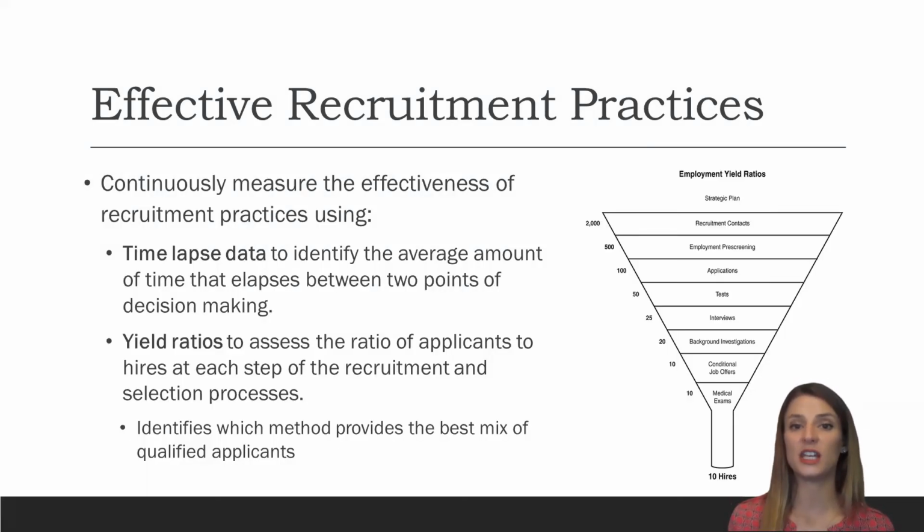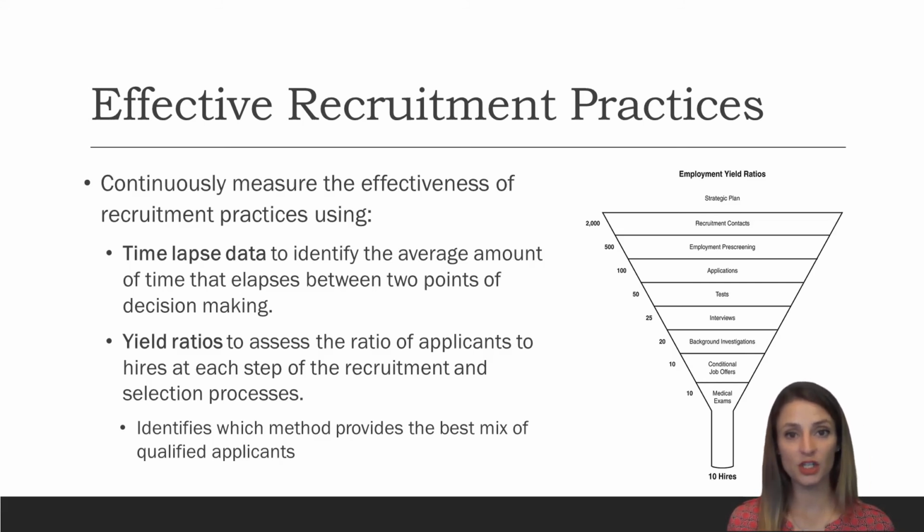We also want to continuously evaluate our recruitment practices. One of the things we can look at is time-lapse data to identify the amount of time that passes between two decisions. Say, for instance, the amount of time between posting an ad on Monster and deciding who we are going to hire. We might also look at yield ratios to assess the ratio of applicants to hires at each step of the recruitment and the selection processes.